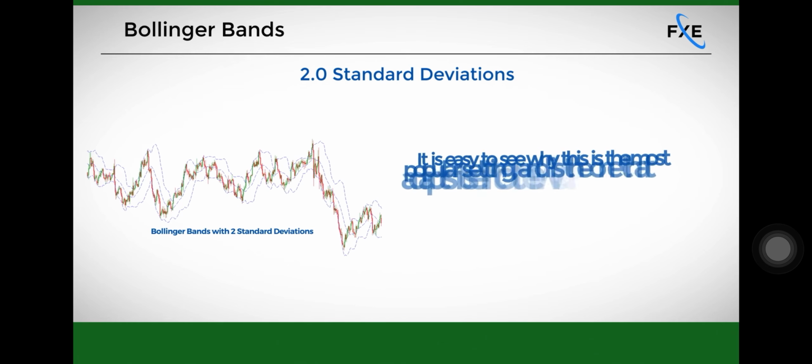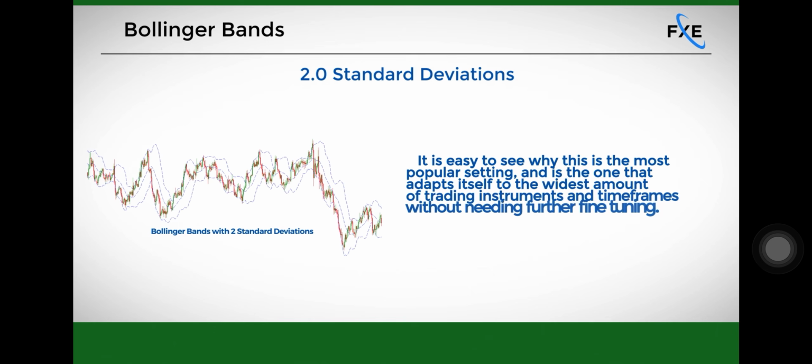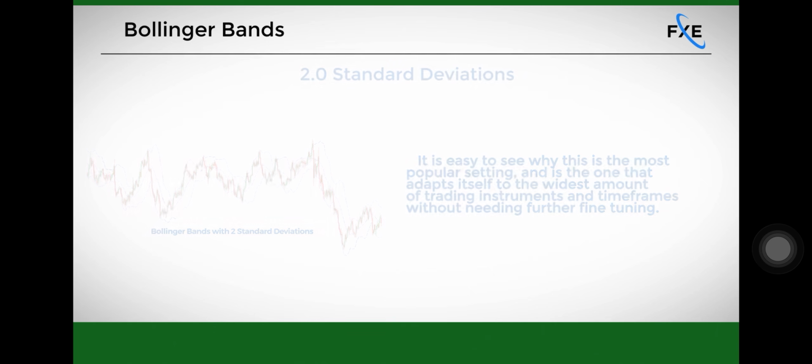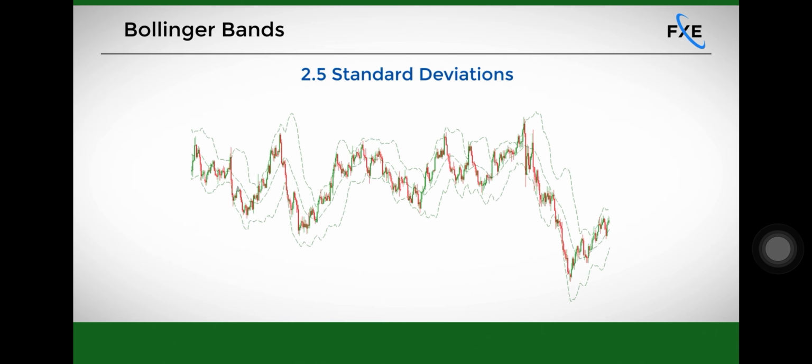It is easy to see why this is the most popular setting, and is the one that adapts itself to the widest amount of trading instruments and timeframes without needing further fine-tuning. The chart that we can now see on the screen shows what the Bollinger Bands indicator looks like when the standard deviation is set to 2.5.